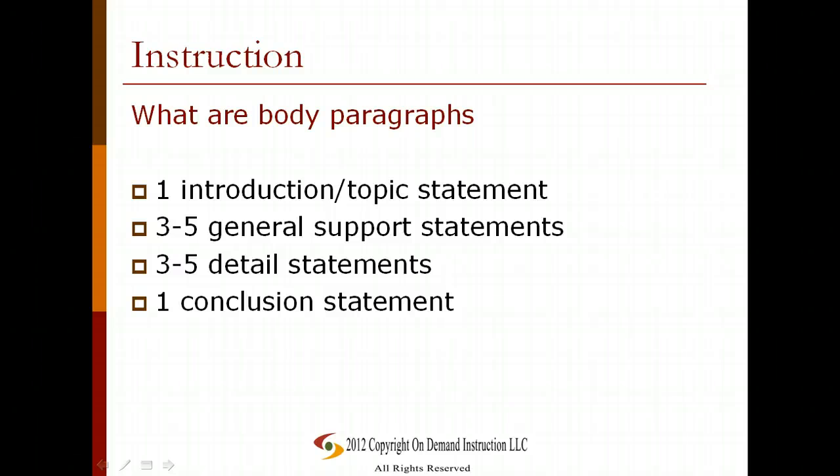Following the introduction, you will have multiple body paragraphs. You may have anywhere from 2 to 200 body paragraphs, so it can be a pretty wide range. And within body paragraphs, you're going to have an introduction topic sentence, and then you'll have multiples of both general support statements and detail statements. You'll finish every body paragraph with a conclusion statement. Really, the only difference between an essay body paragraph and a research paper body paragraph is that in the research paper, you're going to cite your sources of where you collected your information.